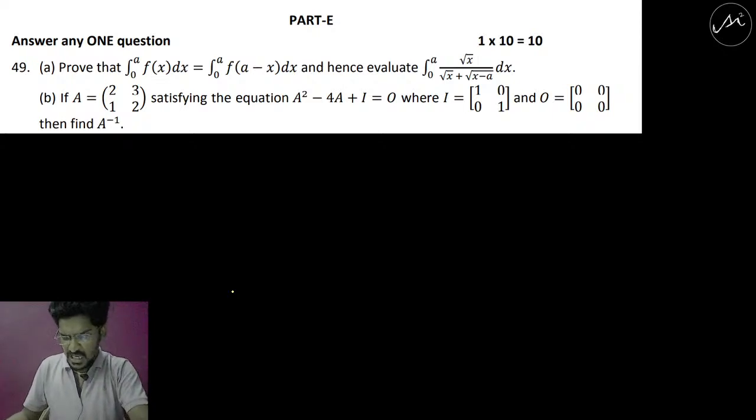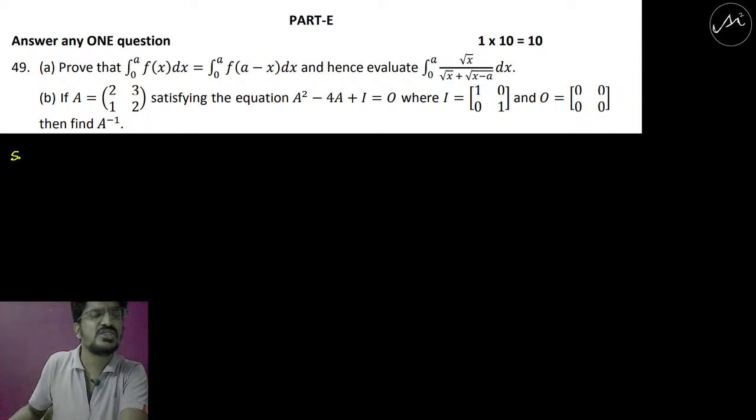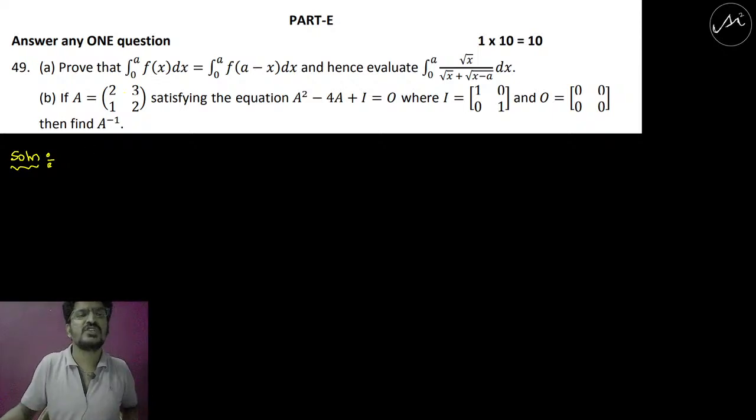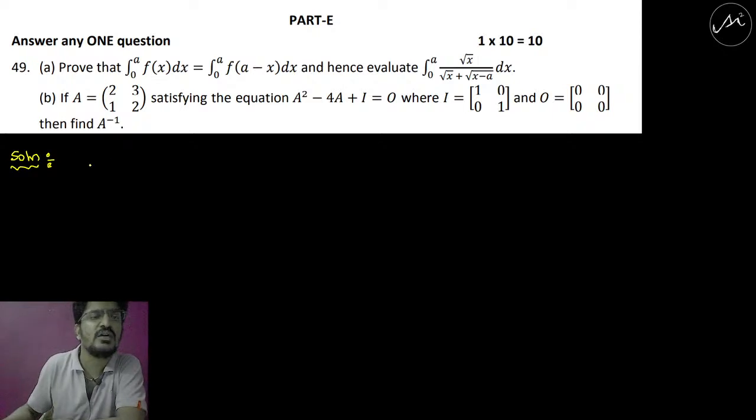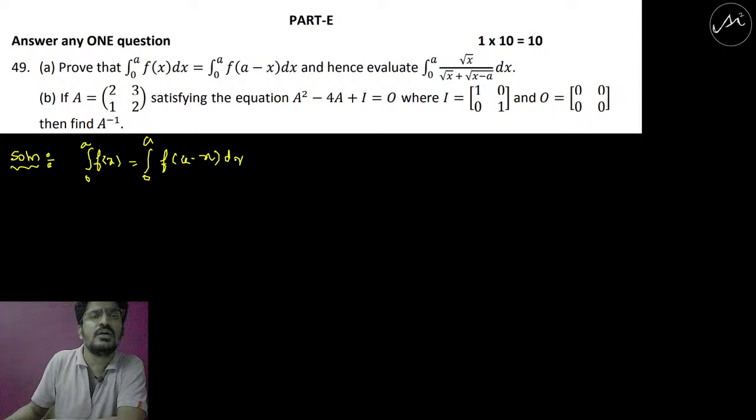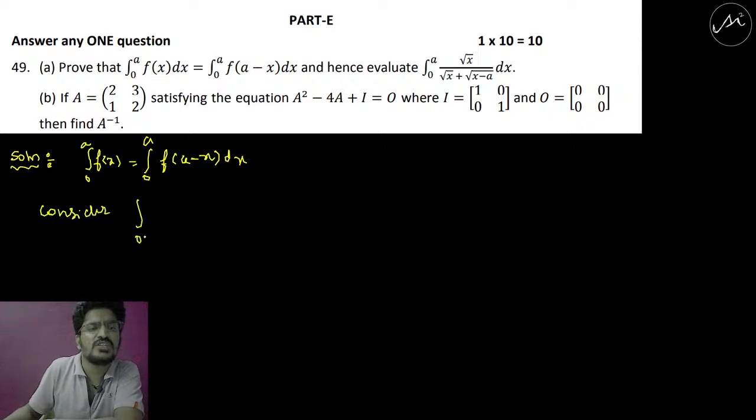What is part E here? See the first problem. Prove that the integration from 0 to a of f of x dx is equal to the integration from 0 to a of f of a minus x dx. This we have to prove. So I will consider the integration from 0 to a of f of a minus x with respect to dx.